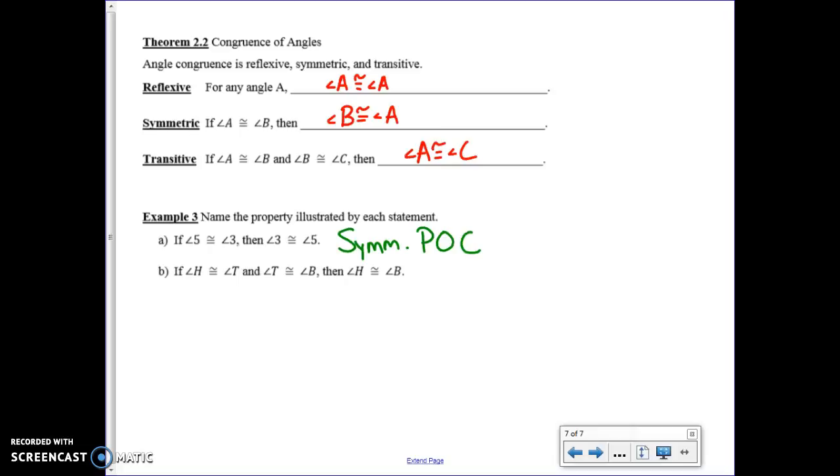All right, then on B it says if angle H is congruent to angle T is congruent to angle B, then angle H is congruent to angle B. So take out that middle stuff. That would be the transitive property. Property of congruence, since I see a congruent symbol.